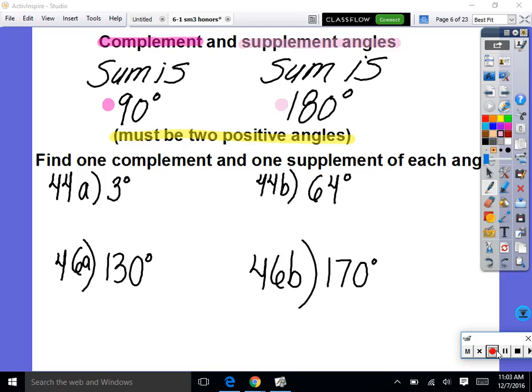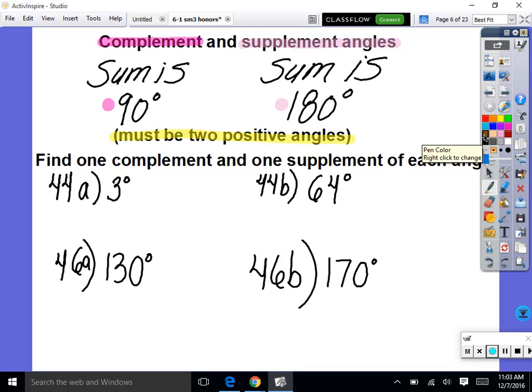Supplementary angles, the sum of them add up to be 180 degrees. Now that is only two positive angles adding up to be 180 degrees. That would make it a supplementary angle. So supplementary angles, the sum is 180 degrees. Complementary is 90. So 44A in the pre-calculus book says, if possible, find the complement and supplement of each angle.